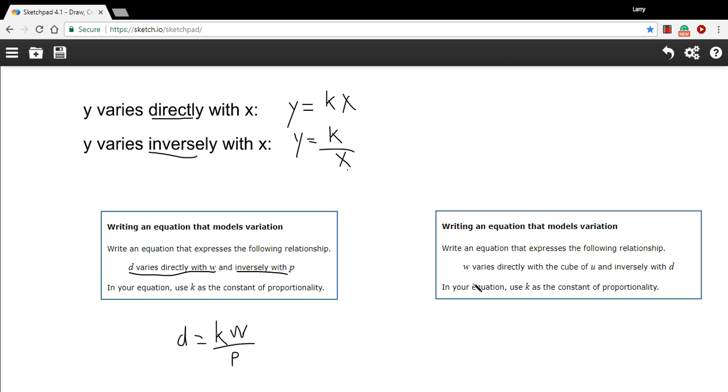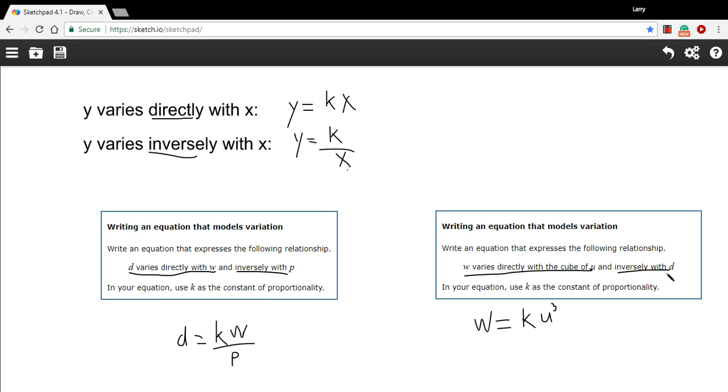All right, let's try one more. This one says W varies directly with the cube of U. Okay, that's a little different. We've got a cube. And W varies inversely with D. Let's try this first part. So W is going to be on our left here because that's the thing varying. And it varies directly, so there's our constant of variation, with the cube of U. So that's just k times U to the third power. W varies directly with the cube of U.